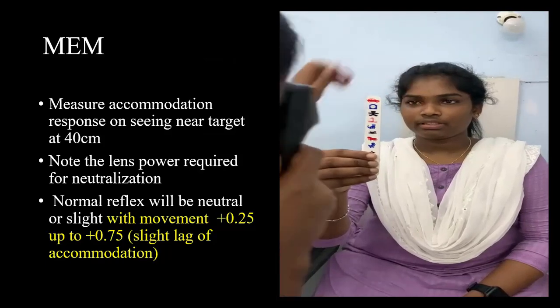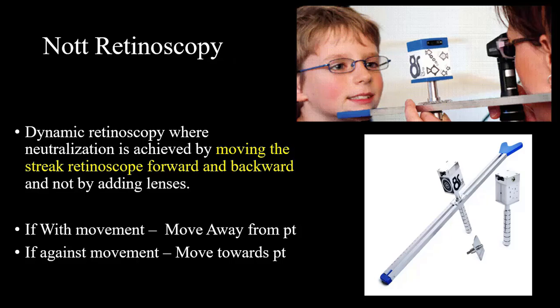Nott retinoscopy is also similar to MEM retinoscopy, but instead of neutralizing with lenses, here we move the streak retinoscope forward and backward. If there is a with movement seen on the retinoscope, we have to move away from the patient. If there is an against movement, we have to move towards the patient.